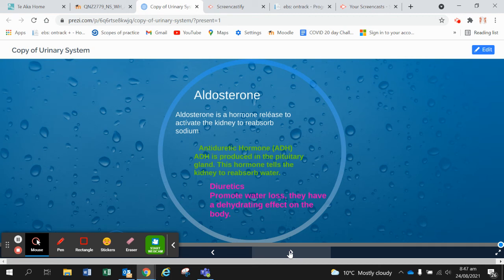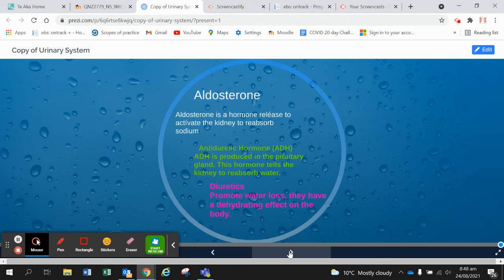Just to finish off, the kidneys. There is a hormone that is released into the kidneys, and the hormone is called aldosterone. It helps to reabsorb sodium back into your body. Where is sodium really important? Can you remember the nervous system? Sodium and potassium is what you need to make a neuron to receive a stimulus and to send an impulse. So they always have to have that balance of sodium and potassium in your body.